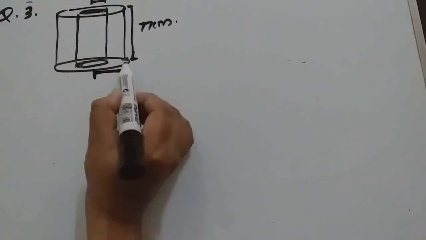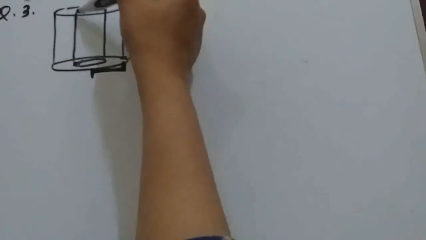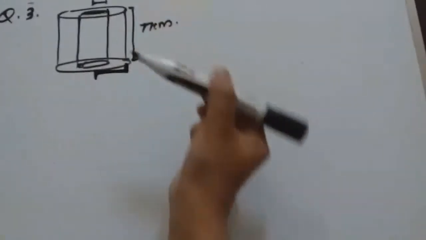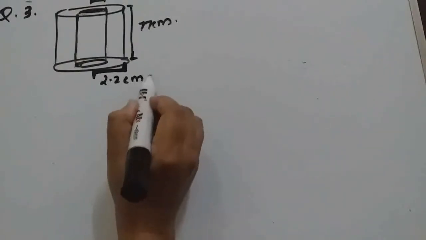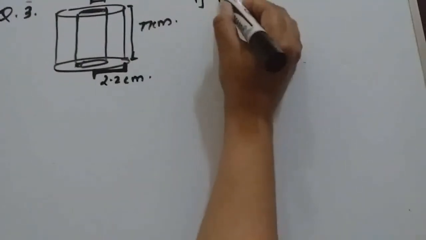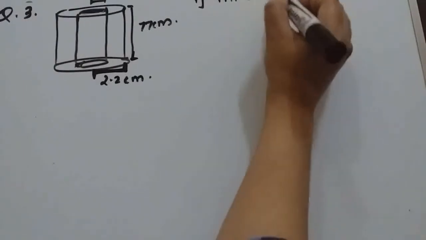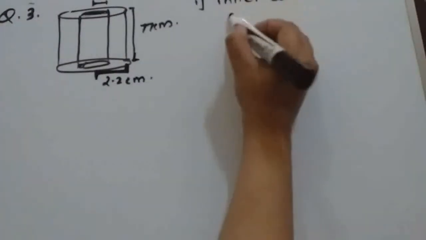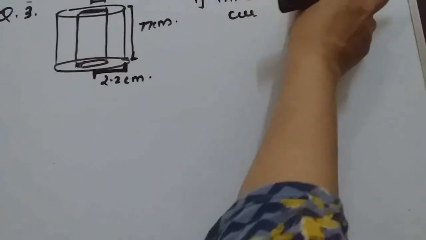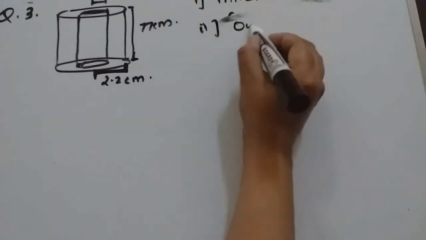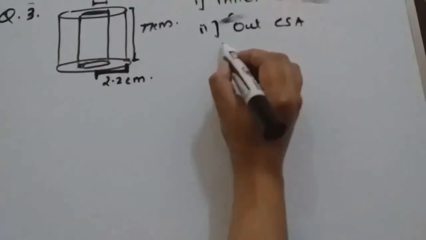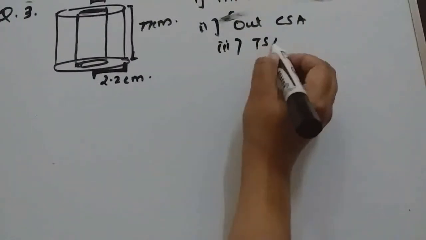If you observe a metal pipe, it is hollow and cylindrical in shape. Hollow means this you can observe. Now the outer radius will be 2.2 centimeters. Now three things we should find here: first, the inner curved surface area, inner CSA. Second is the outer CSA. Third is the TSA.